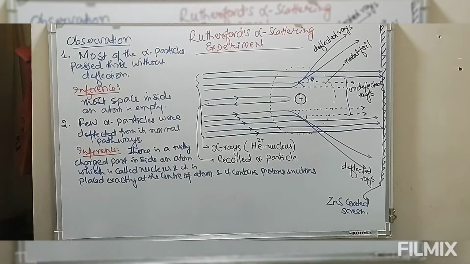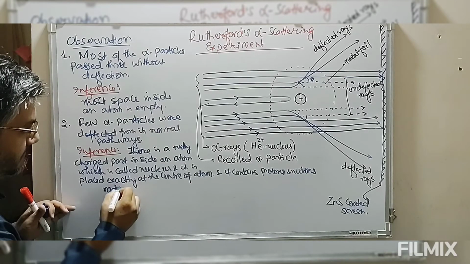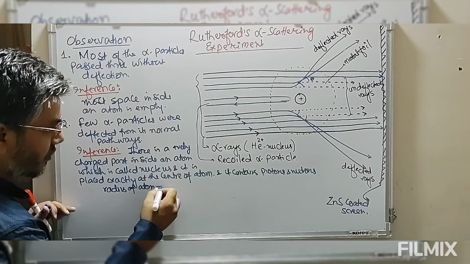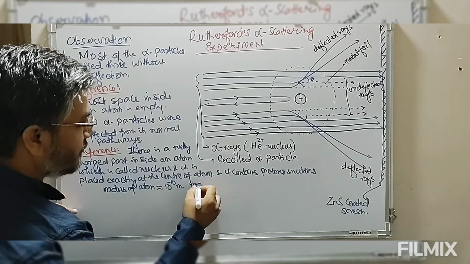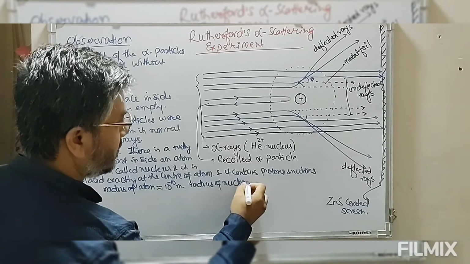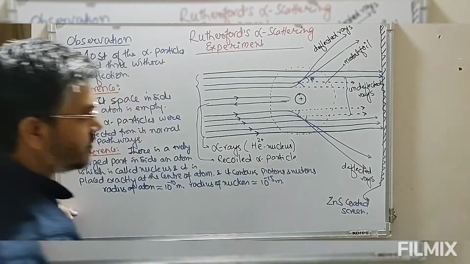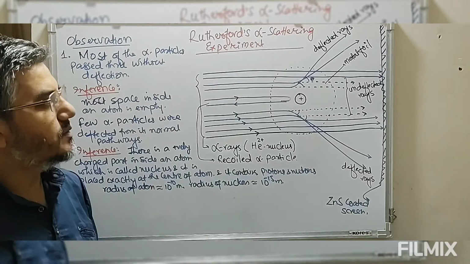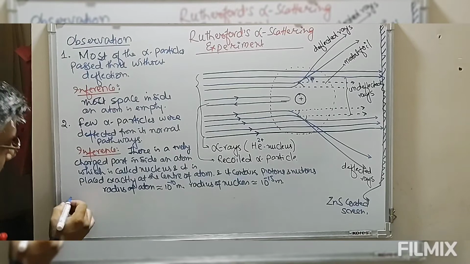Now from this he says the radius of the atom, if the radius of the atom is of the order of 10 to the power minus 10 meter, then the radius of the nucleus is of the order of 10 to the power minus 15 meters. So we can accept 10 to the power minus 15 meters as extremely small, which is placed exactly at the center.